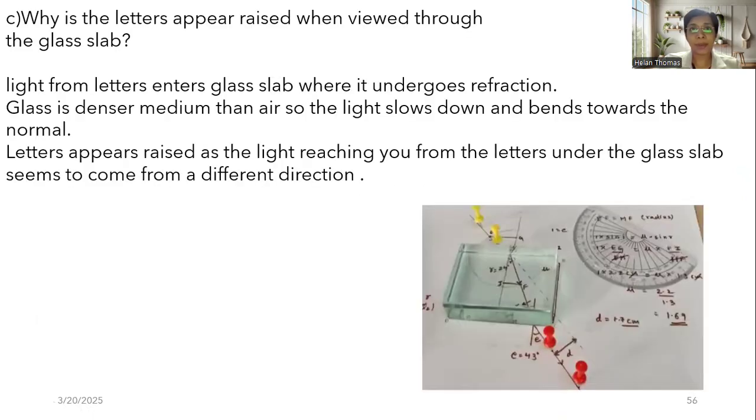So here I'll wind up the refraction topic. The only two things that you have to remember here is that light moves closer to the normal as it enters a denser medium and moves away from the normal when it enters a rarer medium.